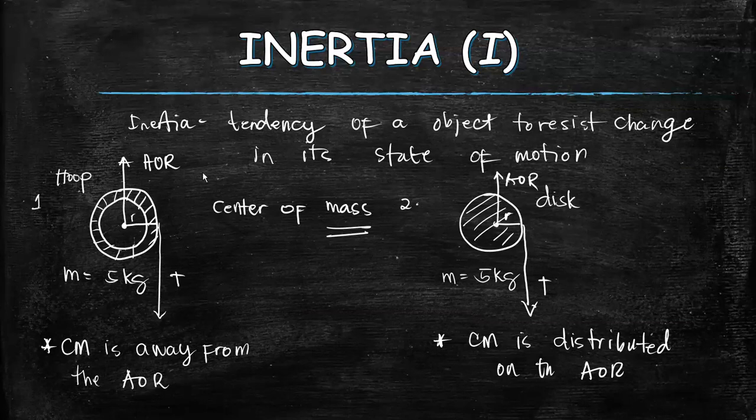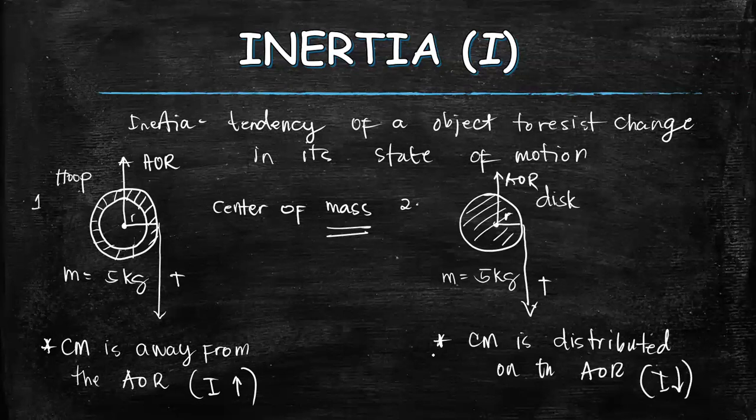Okay? So, dito, if a CM is away from our AOR or the center of mass is away from the AOR, it would have, okay, a greater inertia. Okay, if a CM is distributed on the AOR, okay, it would have lesser inertia. Okay, meaning itong hoop would be harder to rotate or would be harder to create, okay, a movement, okay, with relation to our second object, which is the disk.